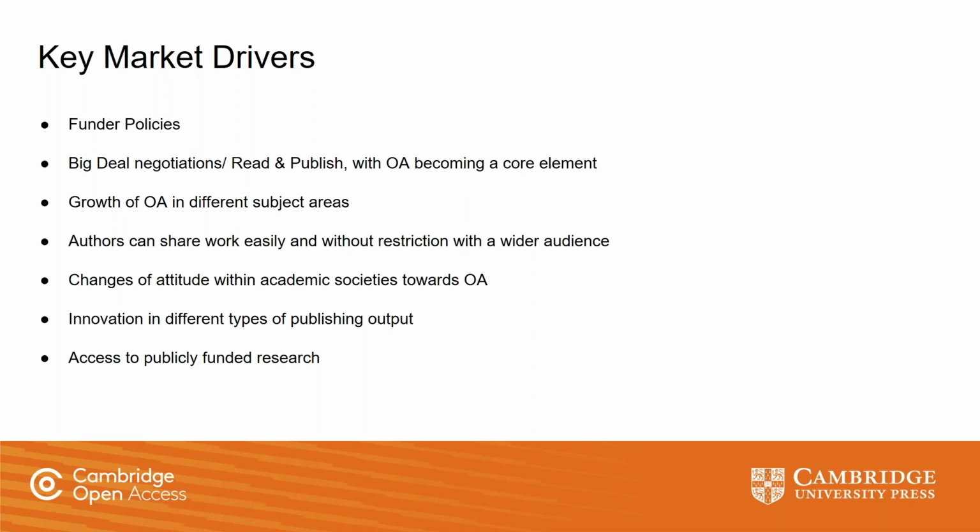Authors can share work easily and without restriction with a wider audience. There's also a range of change in attitudes within academic societies towards open access. And they see open access as a way of disseminating content widely, which is a shared goal with many societies. There's innovation in different types of publishing outputs, and this has led to expansive growth in Gold Open Access. And there's also a call for access to publicly funded research, and especially in subjects like climate or the big global challenges. So there's more people wanting to access that content.